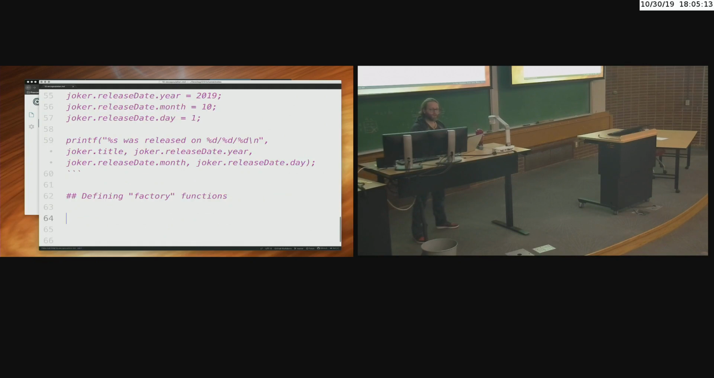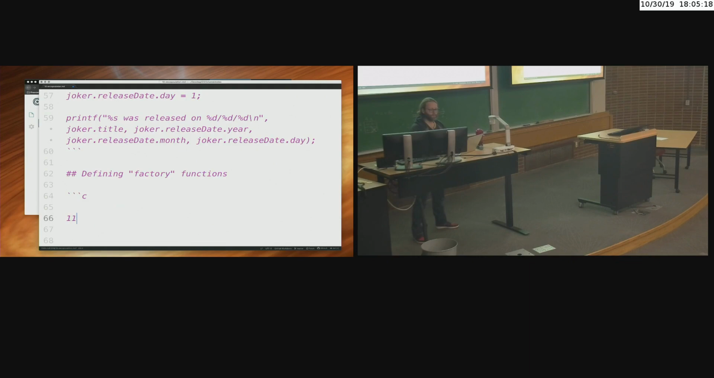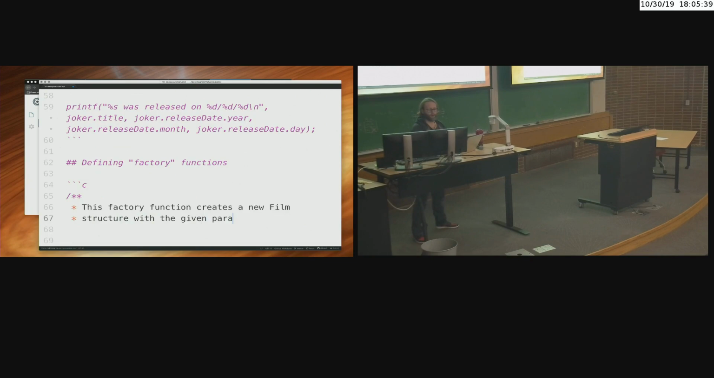So how do we do this? Let's go into code mode here. Oops. Ah, come on. There we go. So what I want to do is create a factory function. This factory function creates a new film structure with the given parameters, right? I'll call it create film.